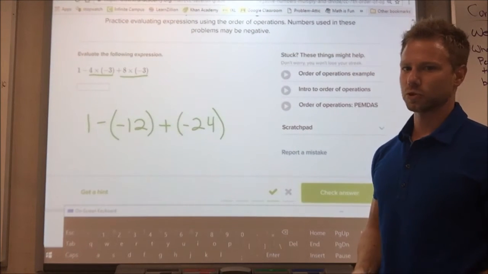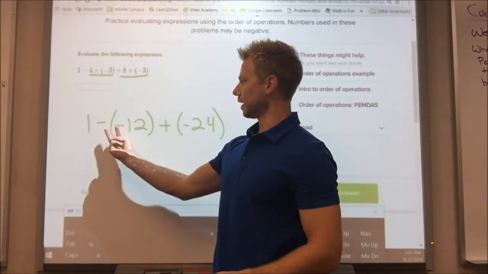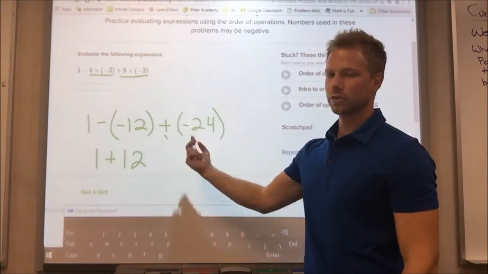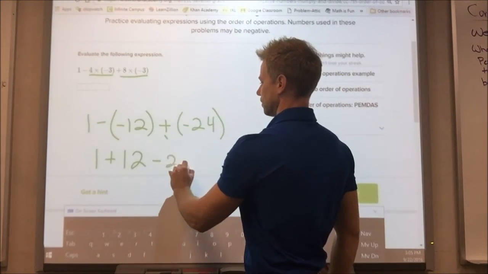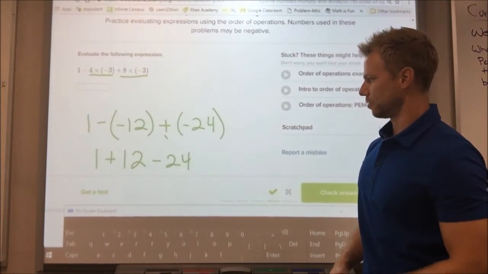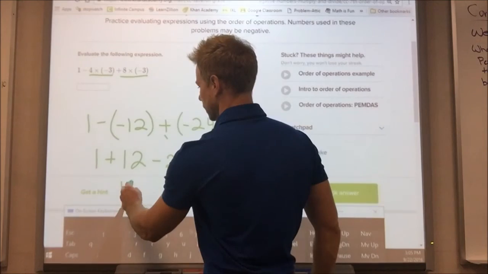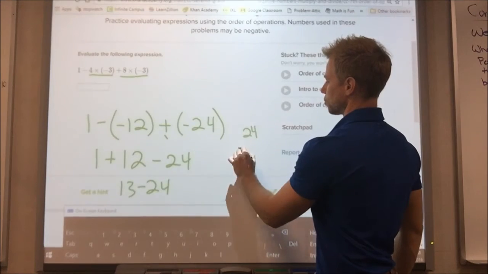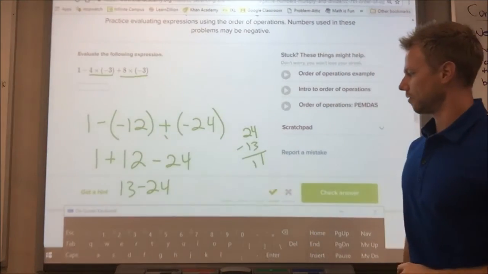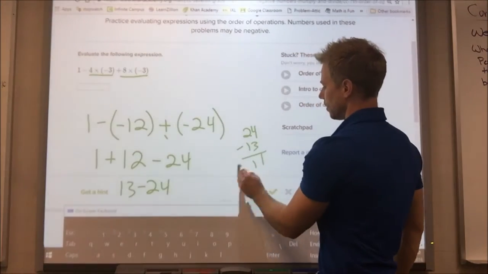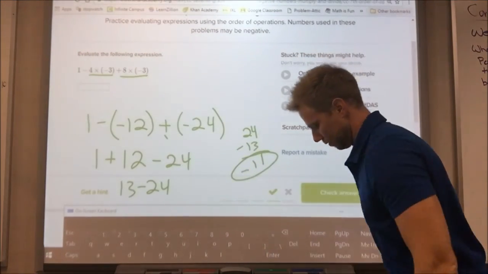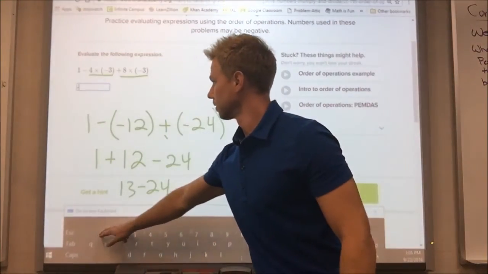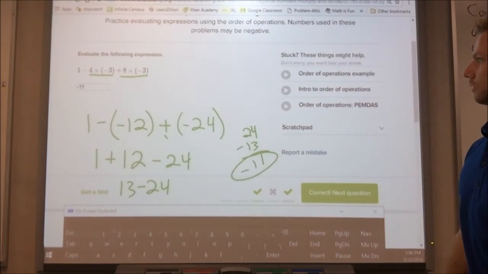Now I'm going to use my addition and subtraction rules to do some simplifying. Two negatives next to each other becomes a positive. Positive and a negative next to each other, they're unlike. That becomes a negative. Now I can continue adding. 1 plus 12 is 13. 13 minus 24, they're unlike. So we're going to subtract. Gives me 11. Sign of the bigger number is negative, so it's going to be a negative 11. So I would plug in negative 11. Good.